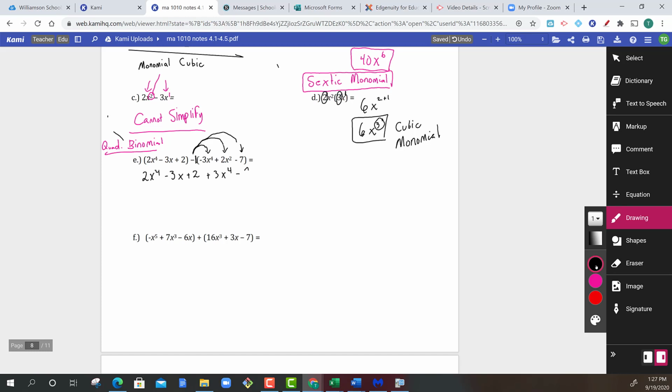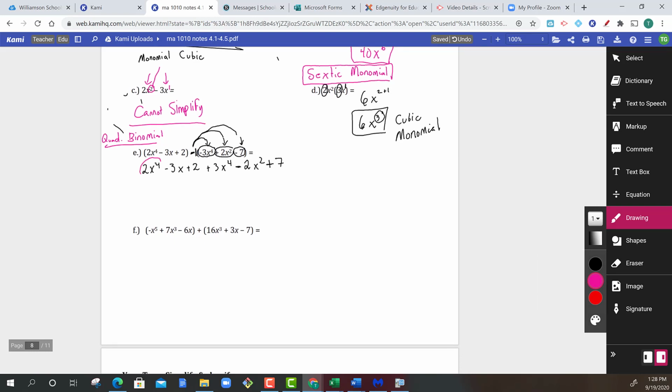So basically, when we distribute a negative symbol, it makes the original sign of everything on the inside the opposite. So that negative 3x to the fourth is now a positive 3x to the fourth. That positive 2x squared is now a negative 2x squared. And that negative 7 is now a positive 7. And it's only because of this subtraction sign out front. And now we're just going to add our like terms. Positive 2x to the fourth and positive 3x to the fourth. We just add the coefficients. So 2 plus 3 is 5, and you keep the variable and the exponent.